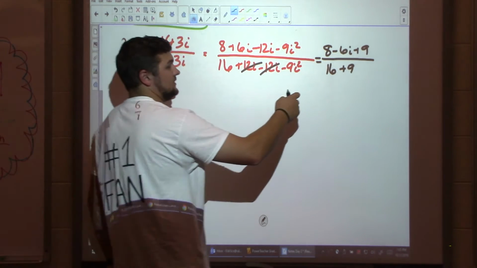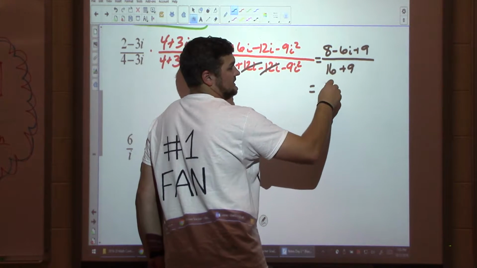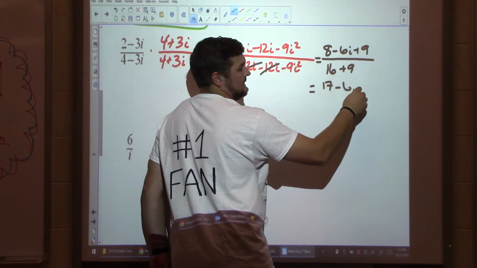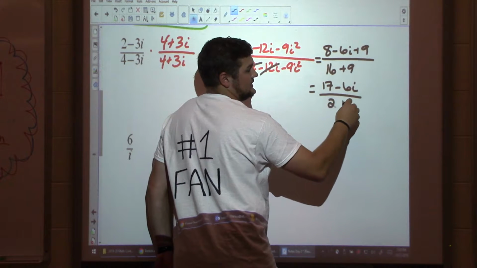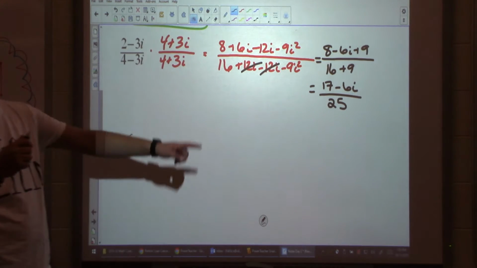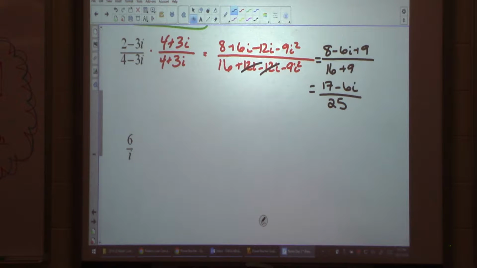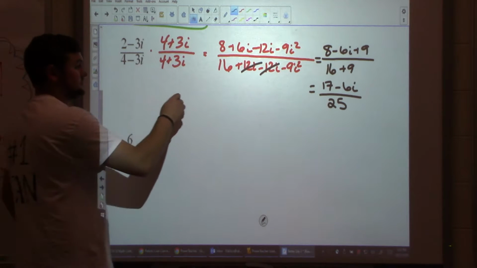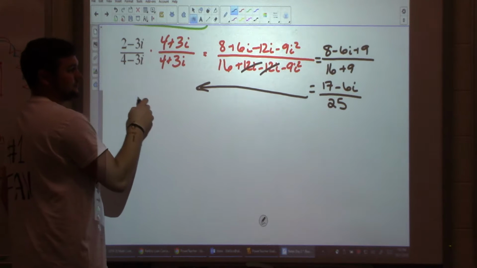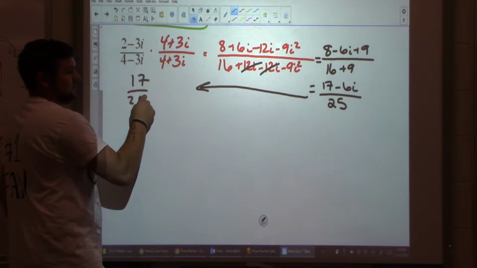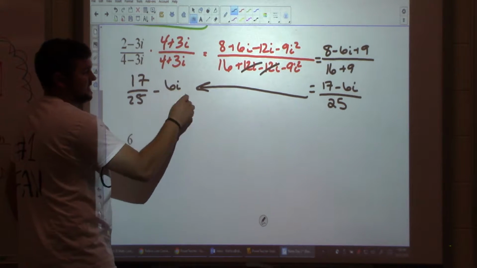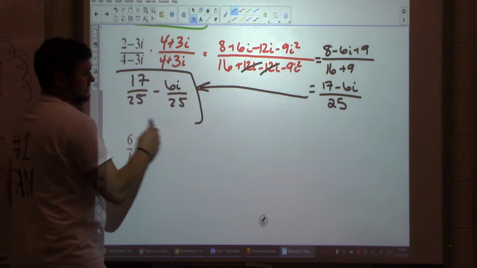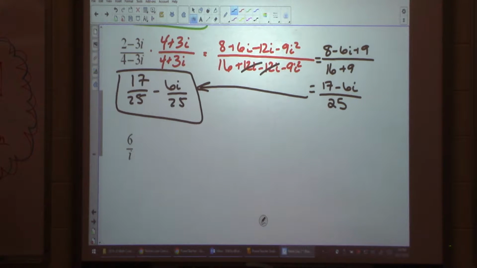Okay, and lastly, 8 plus 9 is 17, minus 6i over 25. Put a box around it? No. No, split up. Real part, imaginary part. I'm going to go over here again. 17 over 25 minus 6i over 25. Cannot be reduced, so that's my final answer. Is that okay with everybody? Do we have any questions on that?